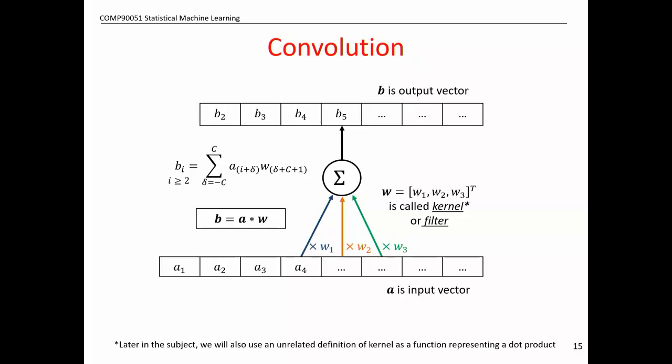It's a vector. And the dimension of B is going to depend on the dimension of A and the dimension of W. If you think about how many times I can put W into A and slide it along one at a time, that tells you the dimension of B. So it's something like the length of A minus the length of W, but I might be off by 1.